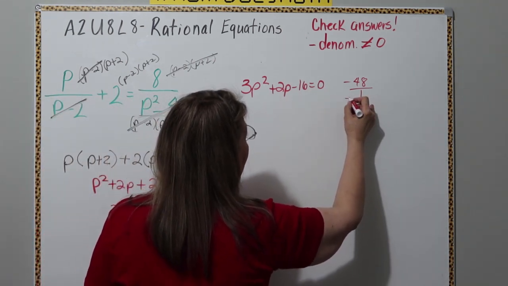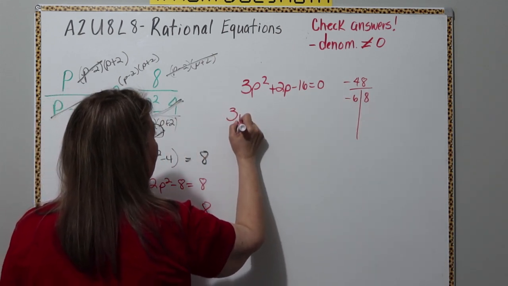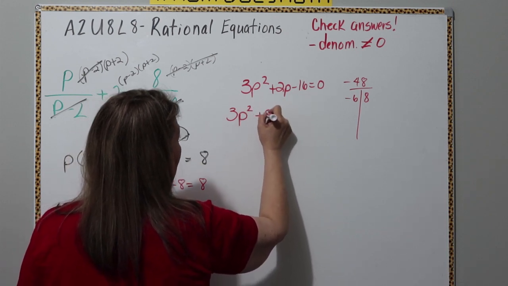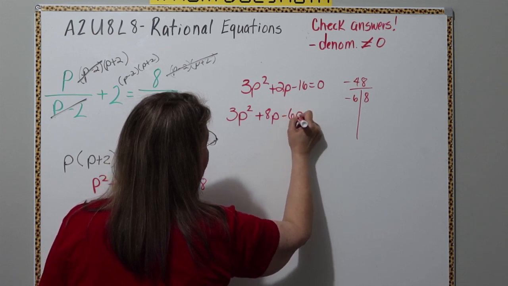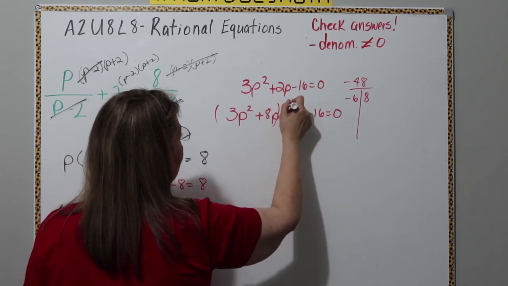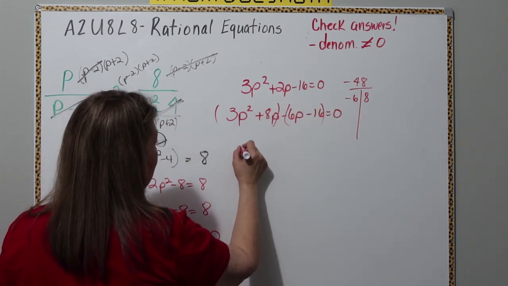So we're going to go with negative 6, positive 8. So we're going to rewrite that middle term: 3p squared plus 8p minus 6p minus 16 is 0. It doesn't matter if you put the 6 or the 8 in front. And then we're going to factor by grouping. The greatest common factor here is going to be p.